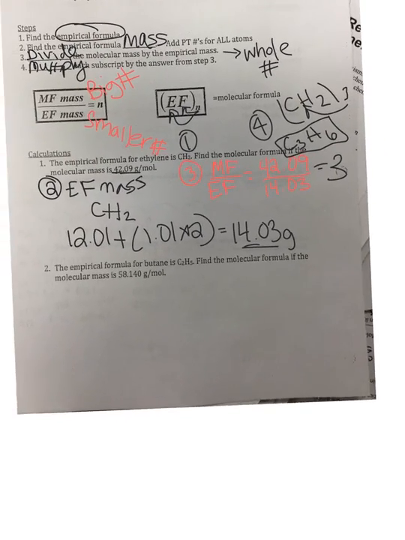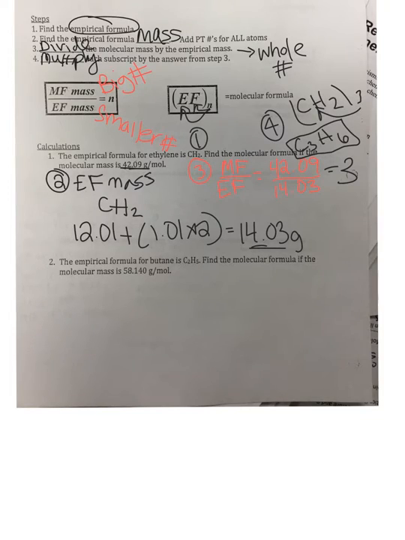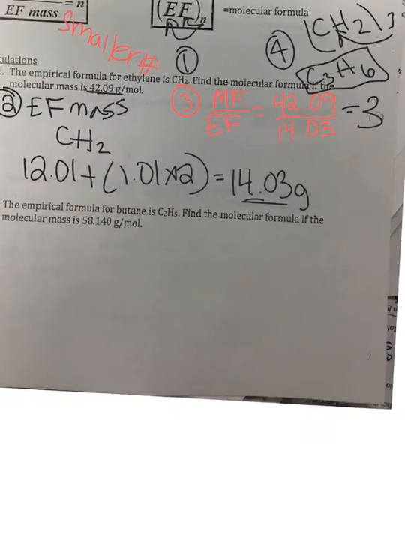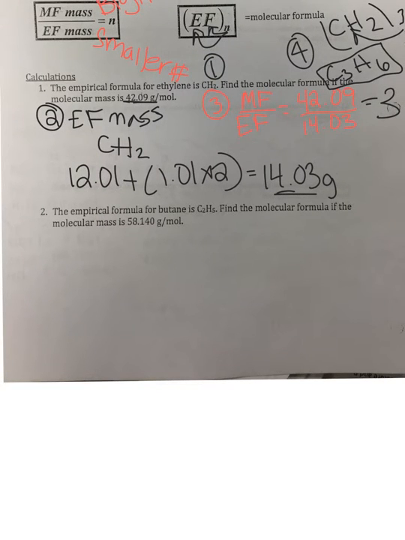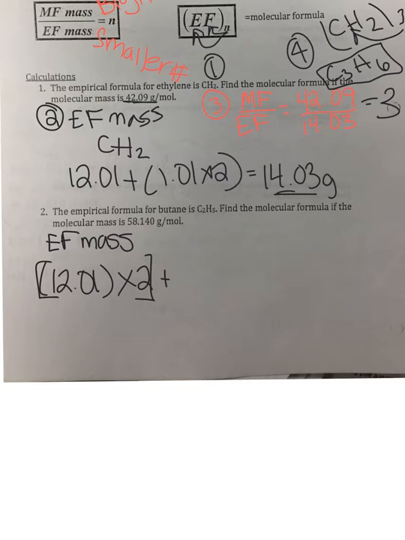All right. Let me run through the last one before you guys leave. So we've got butane. They gave you an empirical formula, so your next step is find your empirical formula mass. If we have 2 carbons, I'm going to say 12.01 times 2, plus 1.01 times 5. Sorry, I should have brackets around that. And you guys would get 29.07 grams.